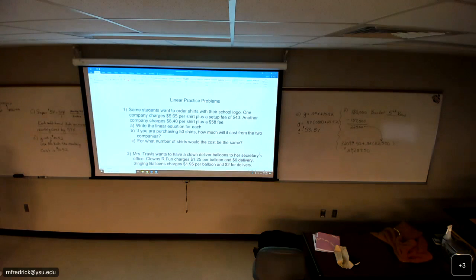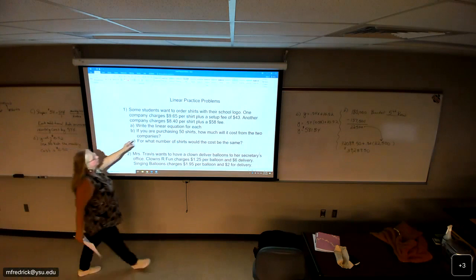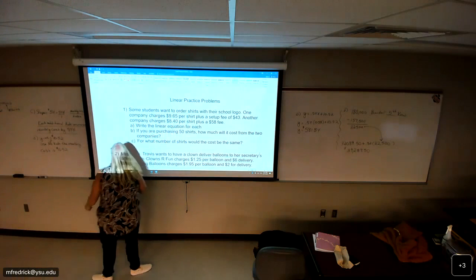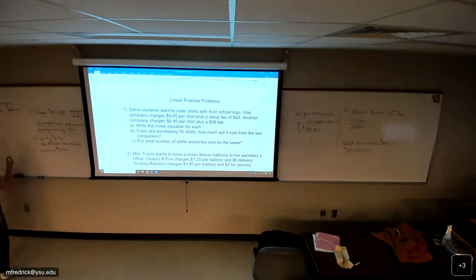One company charges $9.65 per shirt. So is that the slope or the y-intercept? Because it's a rate, it's a cost per shirt. Which means the $43 is the fixed cost. It's a setup fee. No matter how many you make, you're gonna have that starting fee, $43.